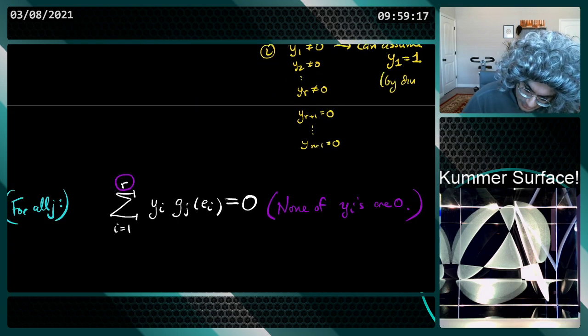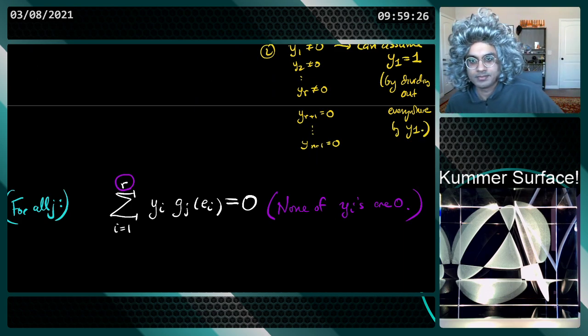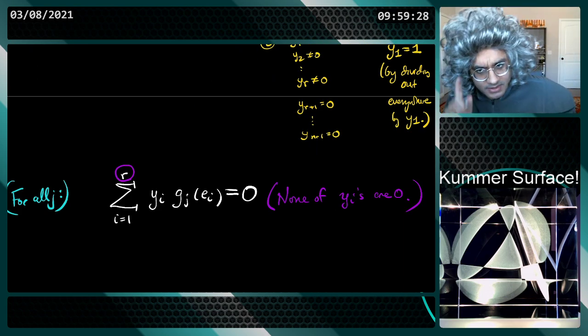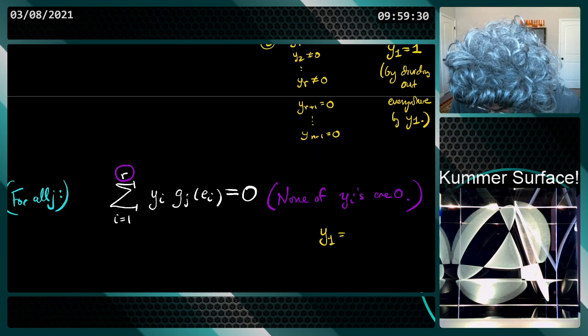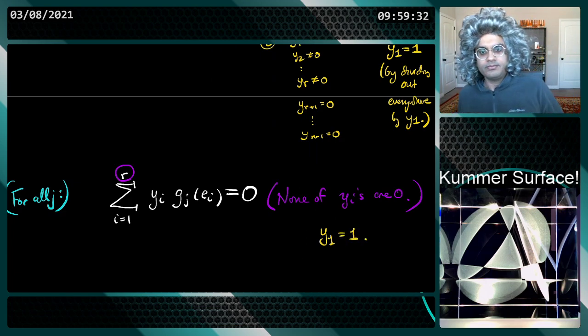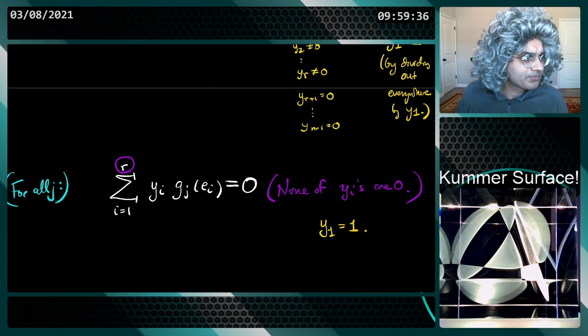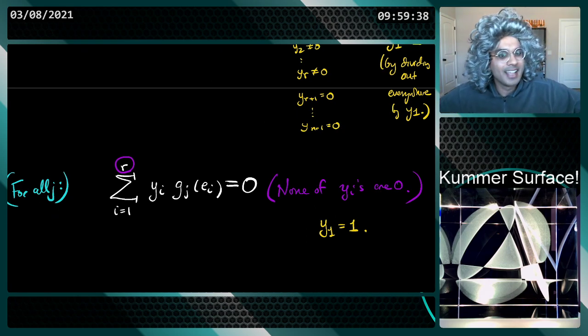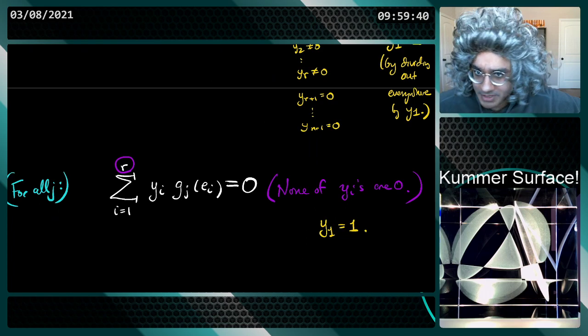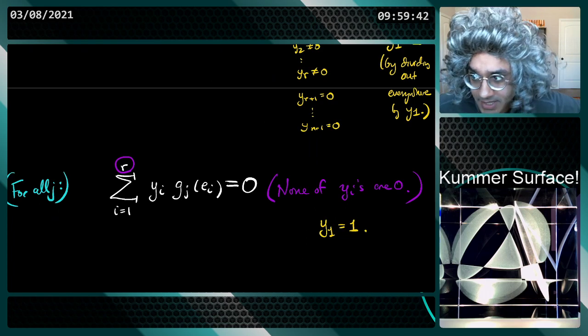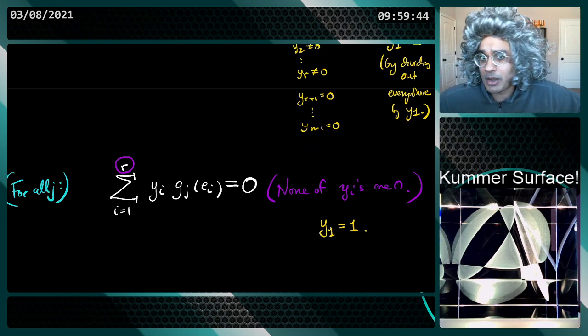By dividing out, we assume that y1 is actually 1. And notice 1 is in the fixed field. I just want you to observe that. But the yi's are just elements of capital K. There's no hypothesis right now about where the yi's live. They're just in capital K somewhere.